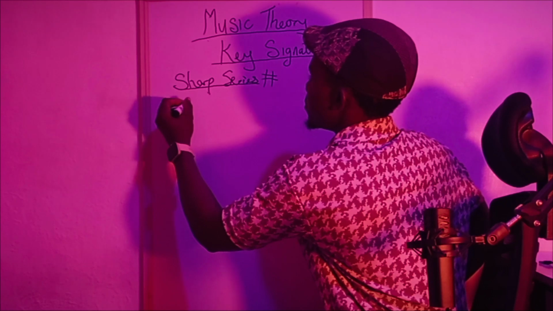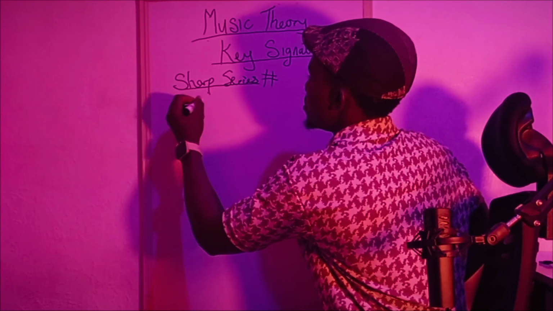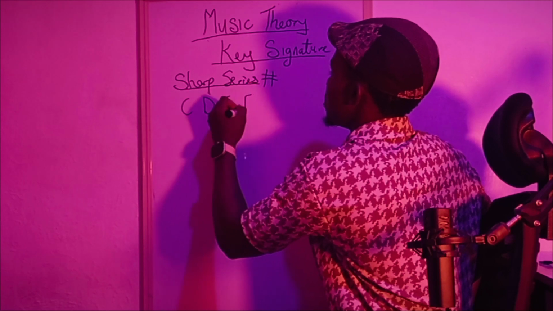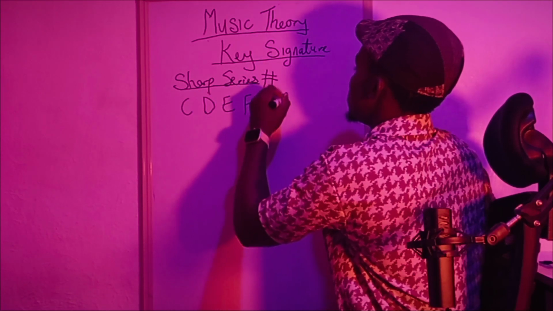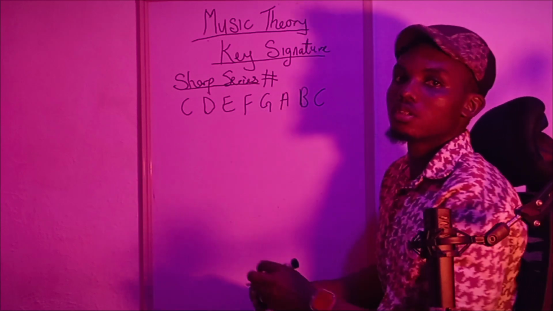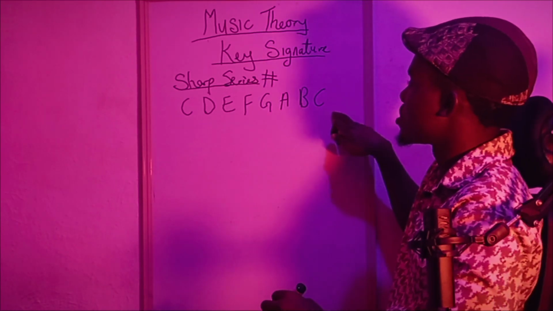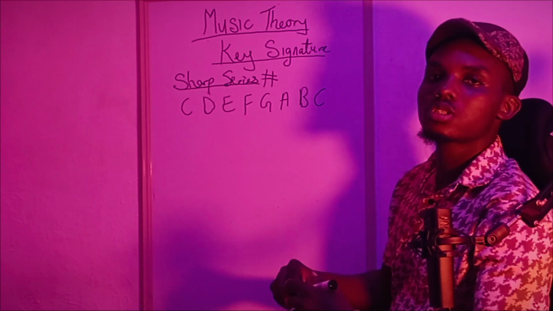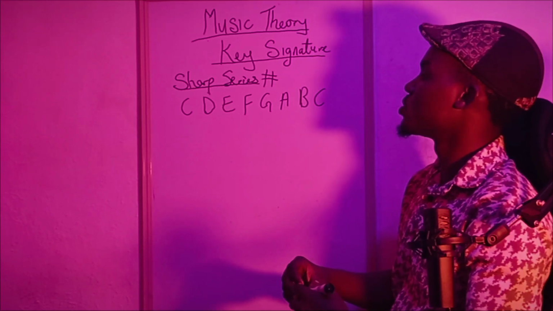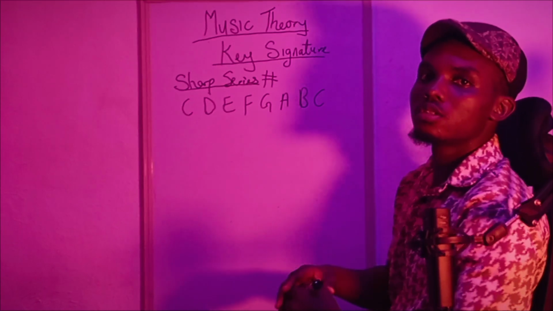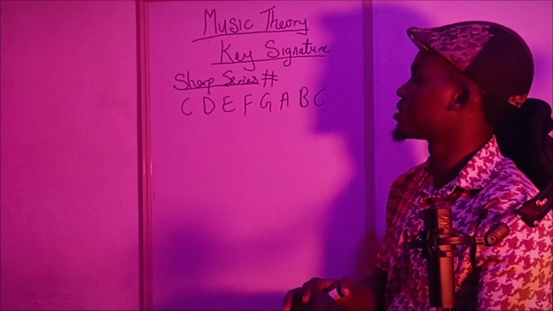So we have C, D, E, F, G, A, B, C. This C, the key of C, has no sharp or no flat. But that is what we are going to be using to derive the sharp series.